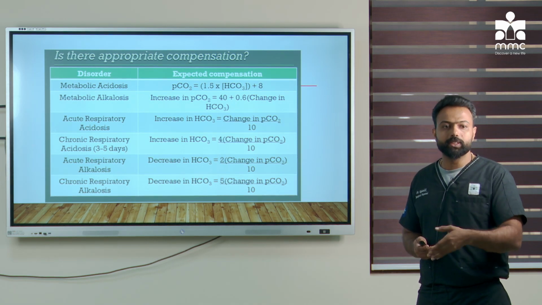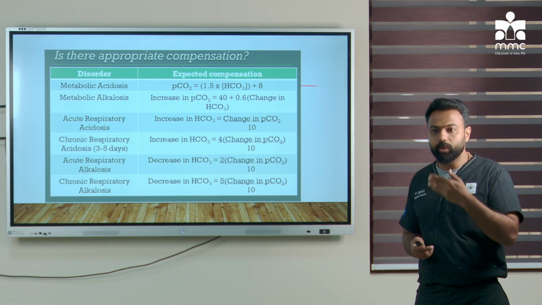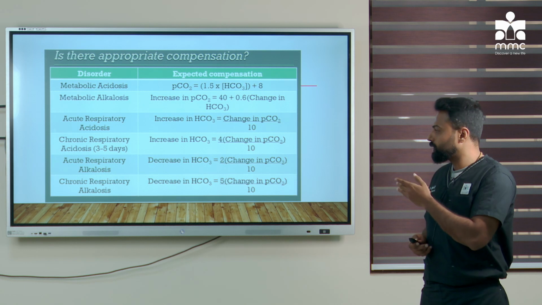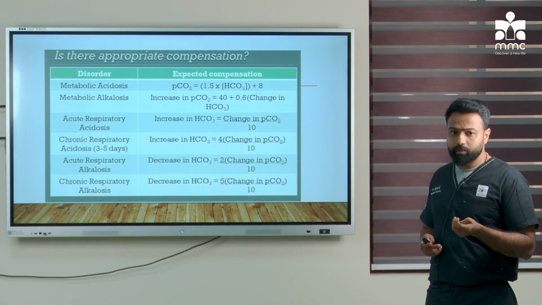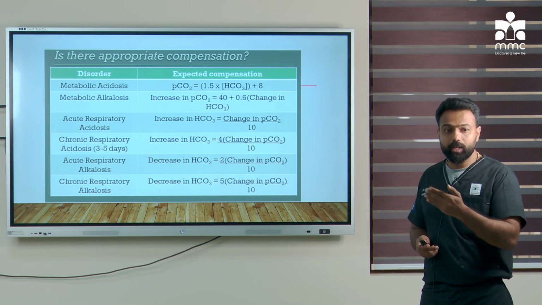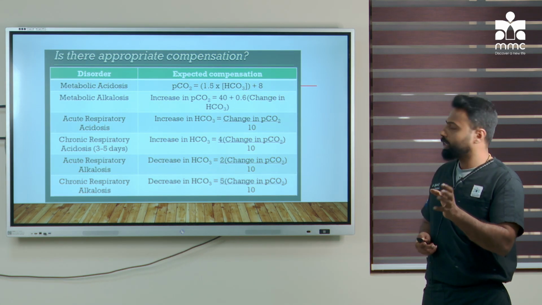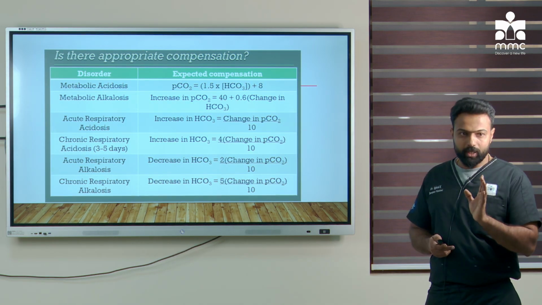Metabolic acidosis compensation will be because of the respiratory alkalosis. How the body compensates is easily calculated by this formula. So if a patient has a metabolic acidosis, you have to calculate the PCO2. How do you calculate? Consider a patient's bicarbonate is 15, you apply this in the formula.